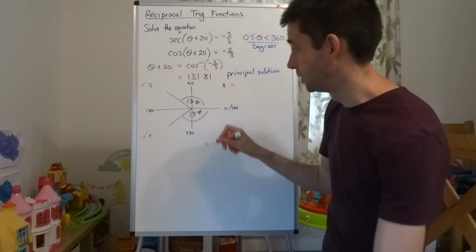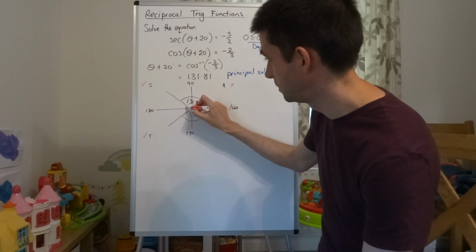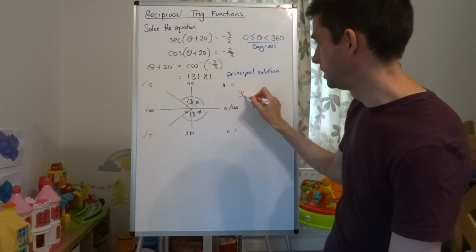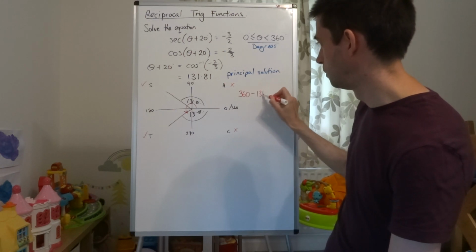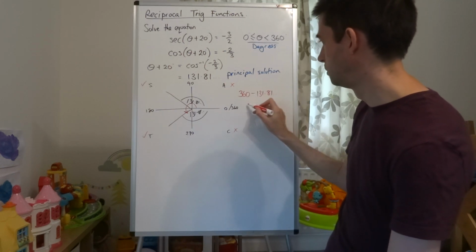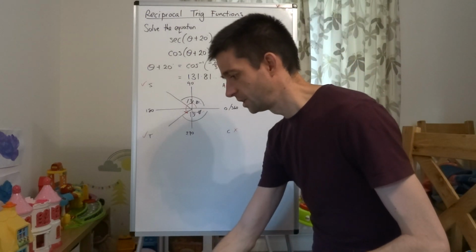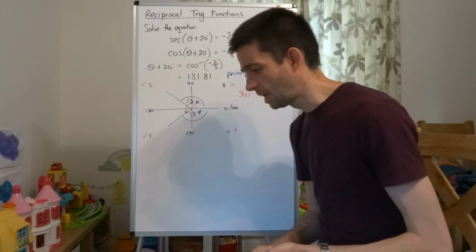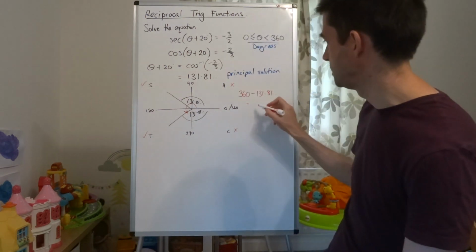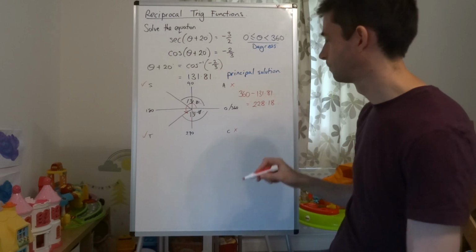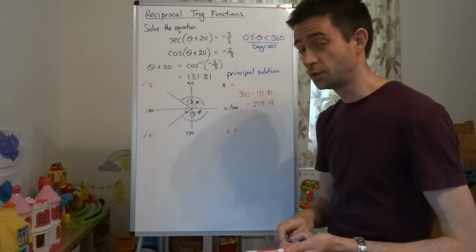However, to get that angle that I want, I need to measure anti-clockwise from the origin round. So I need to be doing 360 minus 131.81. So just have my calculator now, 360 minus my answer. And that comes out as 228.18. Those are my two solutions.